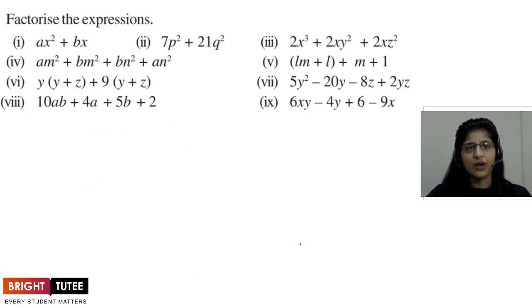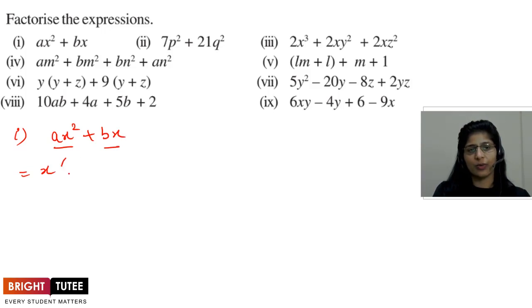Here is another question where we have to factorize these expressions. So let us try one by one all of them. In the first one, we are given ax square plus bx. What is common out of these two? x is common. So we'll get x(ax plus b). So these are the two factors, right?